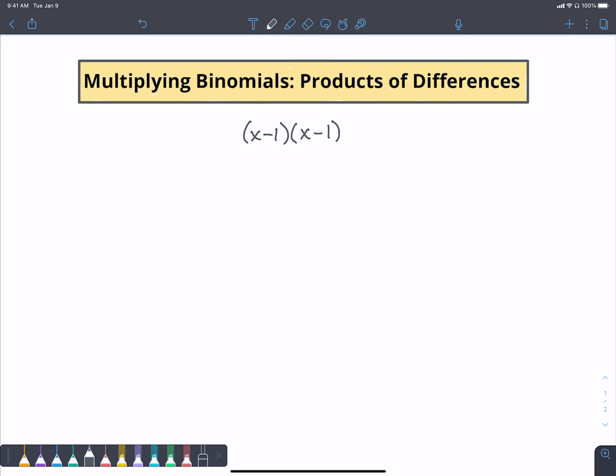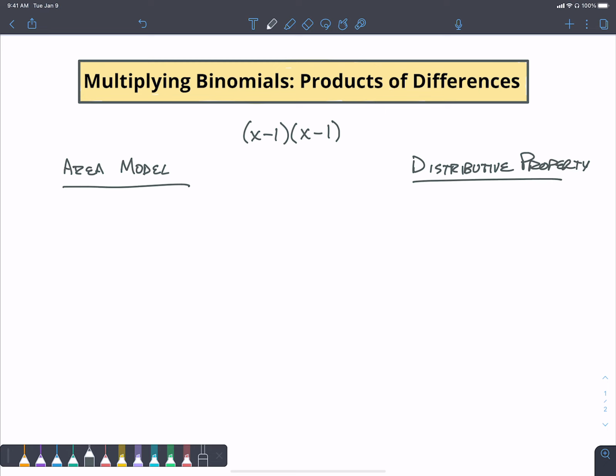In previous videos, we looked at multiplying binomials two different ways. We used what's called the area model, and we use what's called the distributive property. And so we're going to use those same things to multiply these two binomials together.